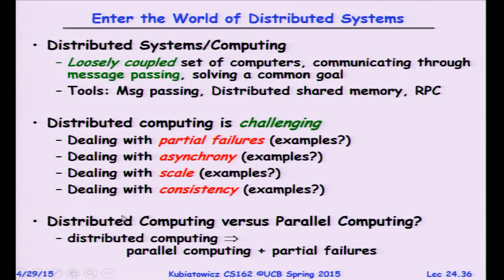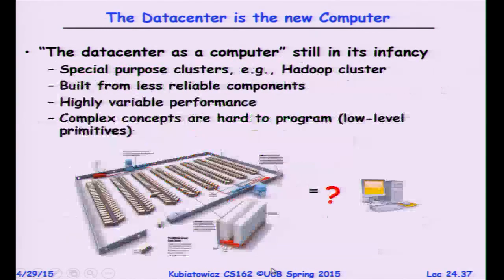So what's the difference between distributed computing and parallel computing? Basically, distributed computing is parallel computing plus failures that you have to deal with well. And that's really where this has gotten interesting, because how do you take so many components and make them do something when they're failing all the time?